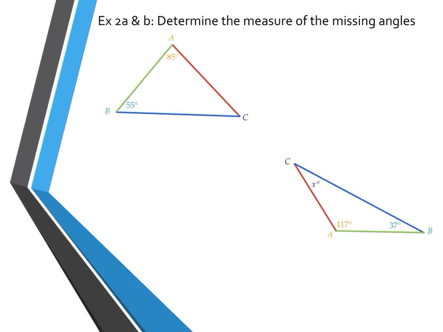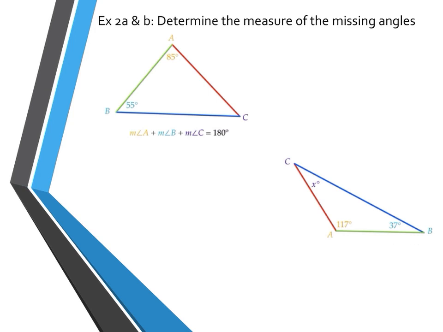All right, next we want to look at some examples of triangles where we apply the triangle sum theorem. So looking at our first example, example 2a, we're given that angle A is 85, angle B is 55. We just want to find out the missing angle for C. So we can set up an equation that says measure of angle A plus measure of angle B plus measure of angle C equals 180 degrees.